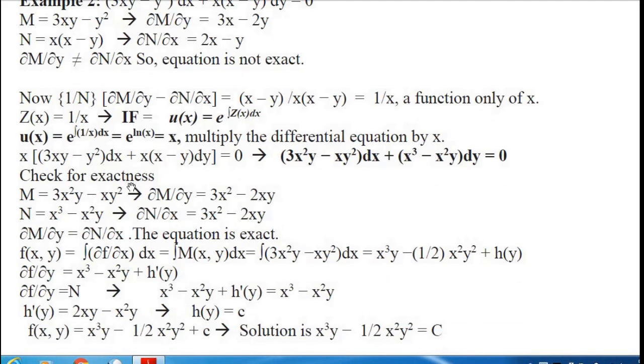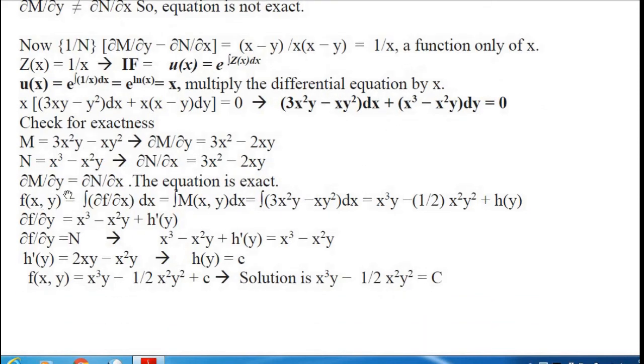Now our duty is to check for exactness. By checking for exactness, we got ∂M/∂y equal to 3x² − 2xy, and ∂N/∂x is equal to 3x² − 2xy. M is this one and N is this one. Now they are the same, so the equation is exact. Now our aim is to find the solution.